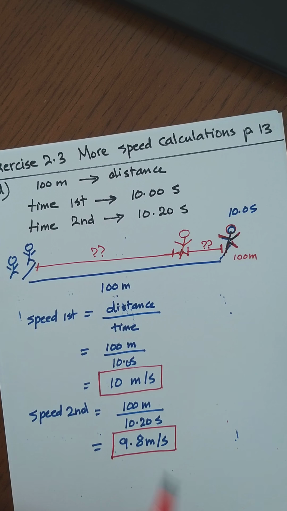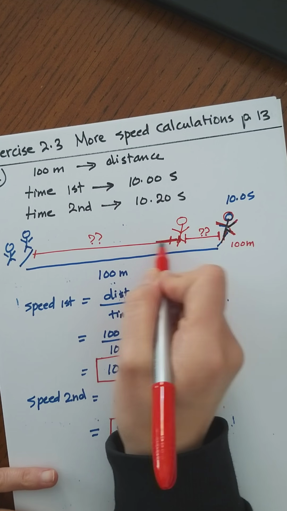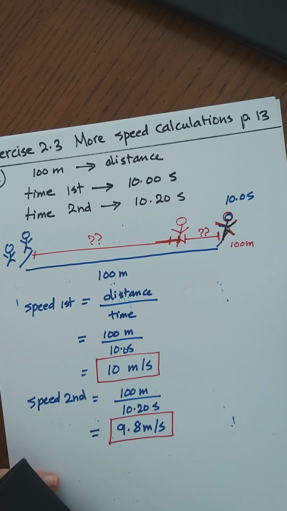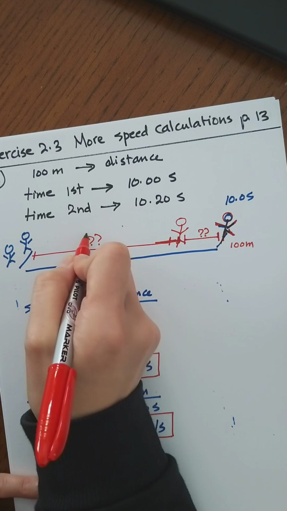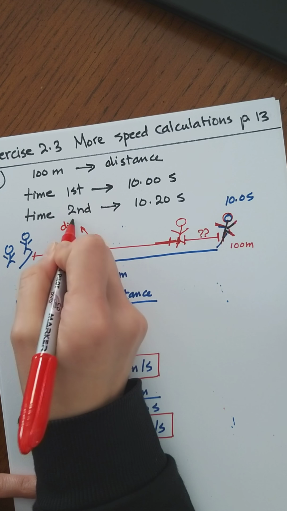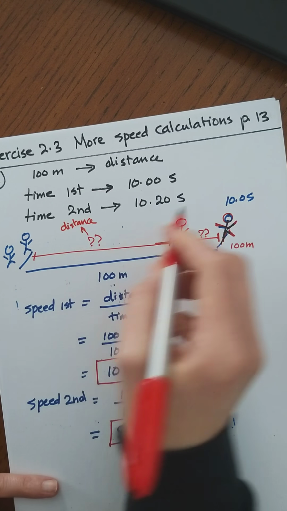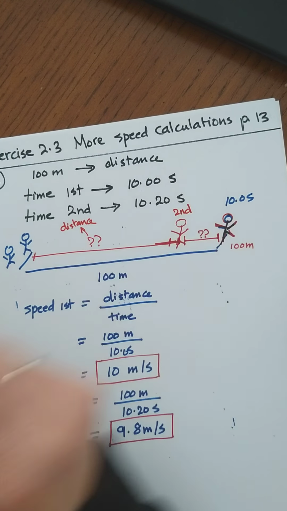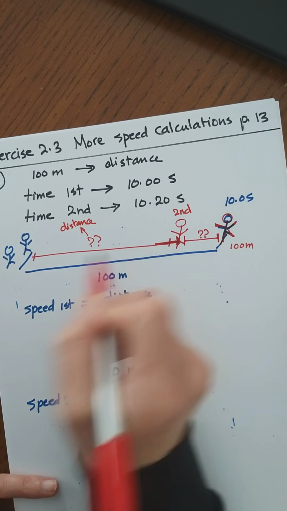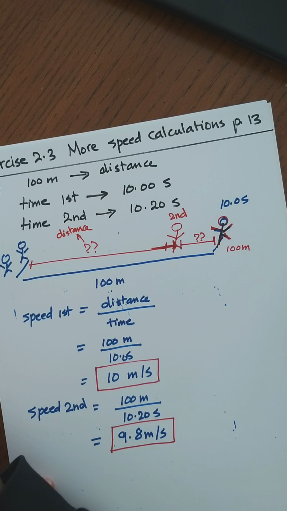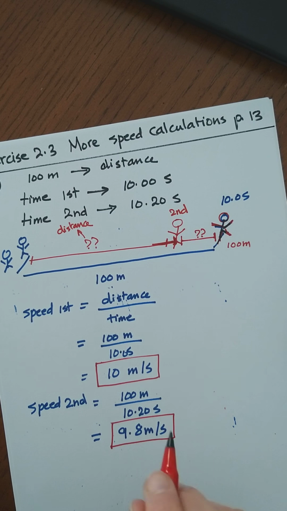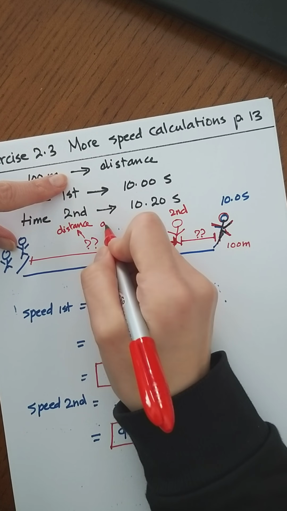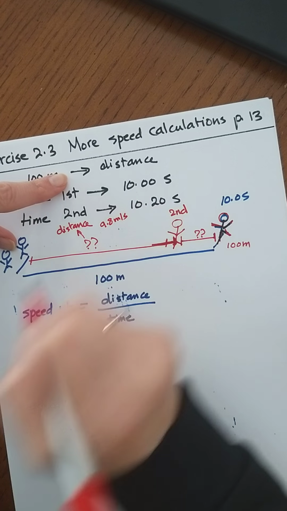So in order to calculate this distance here, what do we need? To calculate distance, we need speed. This is a missing distance, and this is the distance of the runner-up. What was his average speed? We calculated his average speed during the race. His speed was 9.8 meters per second.